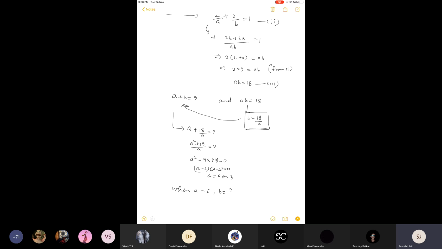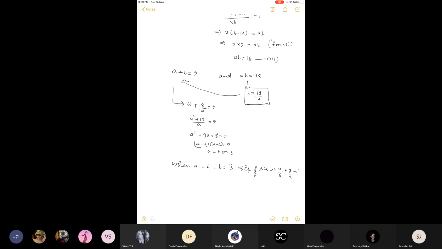As a result, the equation of line, what about the equation of line? X by A plus Y by B equals 1. What about the next case? When A may be 3. When A is 3, you put this value in the equation again. Here you will get B as 6. So what will happen? You will get another line whose equation will be x by 3 plus y by 6 is equal to 1. This question is from exercise 10.2 only.